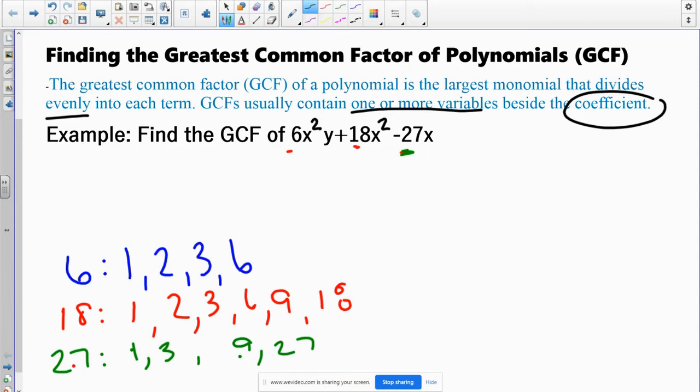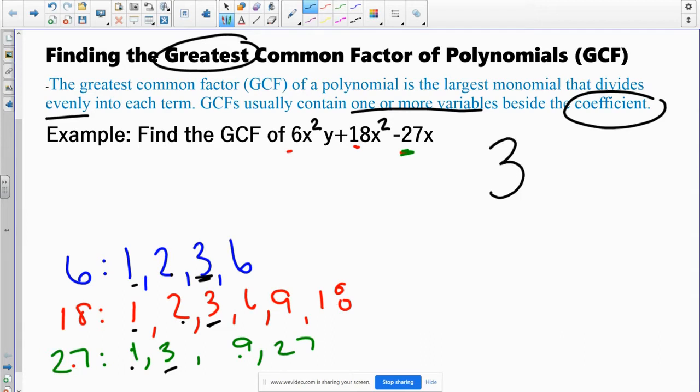Now the thing you do is look at it and say, which ones are they all in common? Well, they all have 1 in common, but that's not the greatest. Notice that you're not looking for the least common factor, you're looking for the greatest. 2s, nope, only two of them have 2s. We get to 3, they all have a 3. We get to 6, only two have a 6, and then I run out of factors, so I know that 3 has to be my greatest. So my greatest common factor of the coefficients is 3.